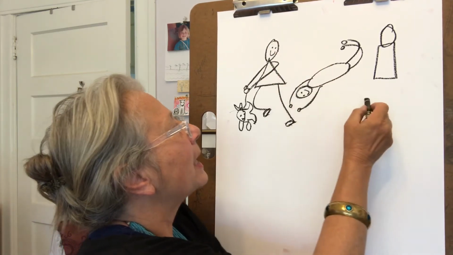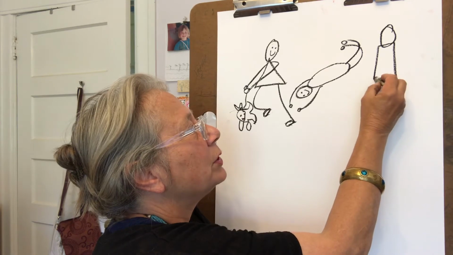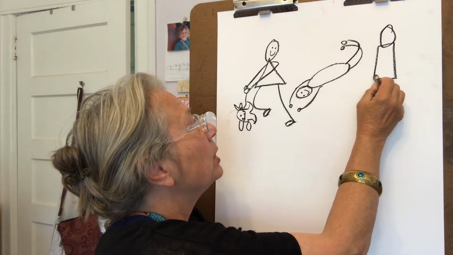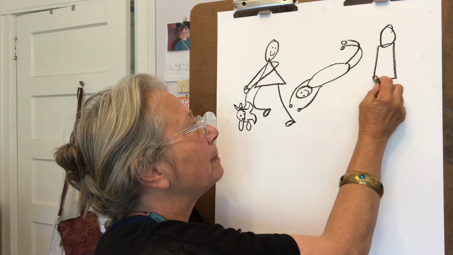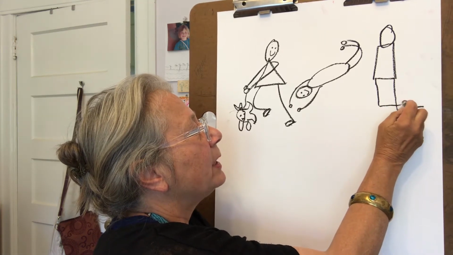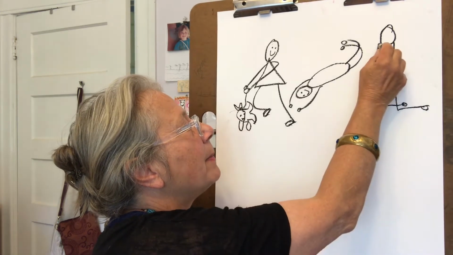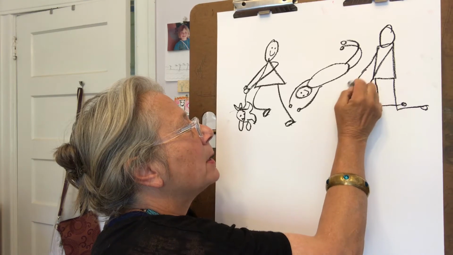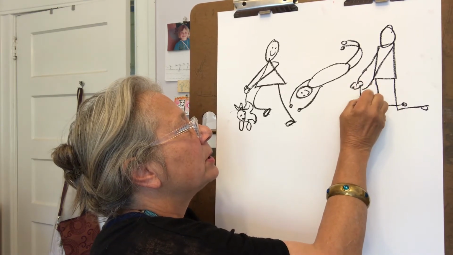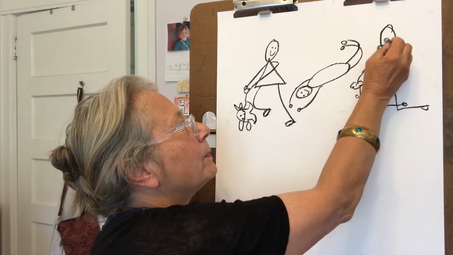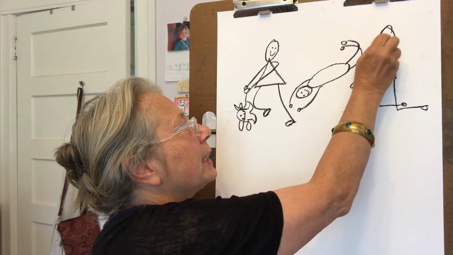And then, of course, these people can do more than lollipop stick figures. So this person's going to be kneeling, and they got feet. And maybe they're gardening. So they've got plants that they're going to stick in the ground. There's a hole in the ground. And they're looking down.